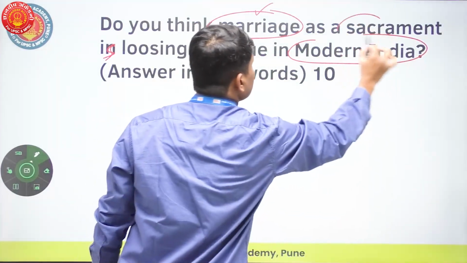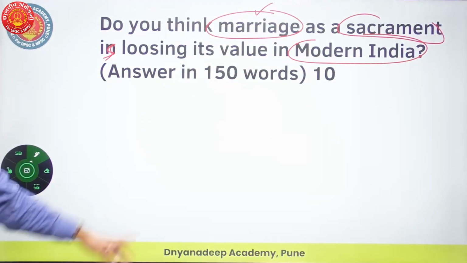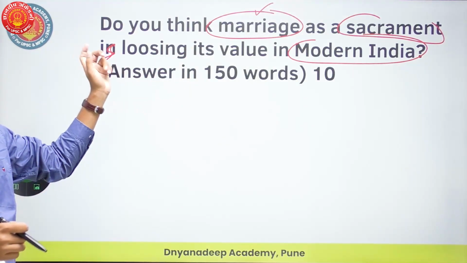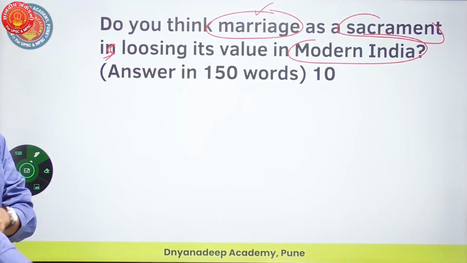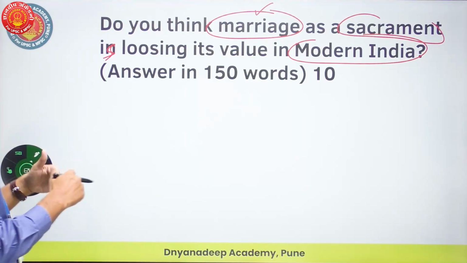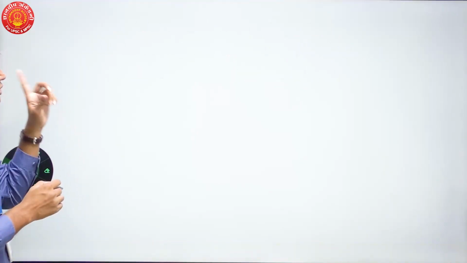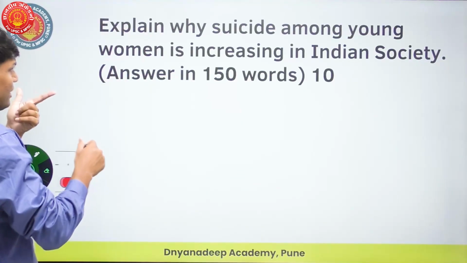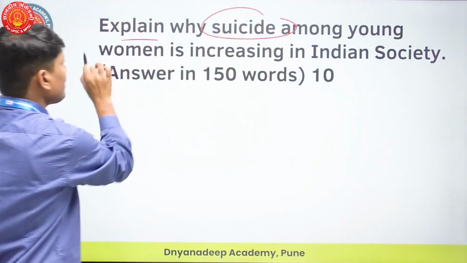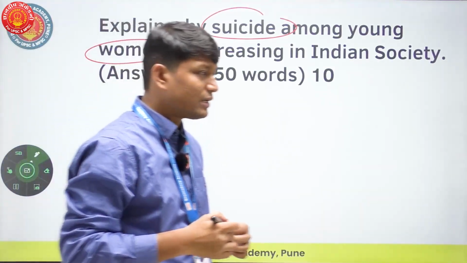So you had to address if it is losing sacrament, and if it is losing sacrament, why it is losing sacrament, and what could be done for that matter. Fine. So that is something you need to address in this question. Contemporary, fairly contemporary. Again, next question: suicide among young women is increasing in Indian society.